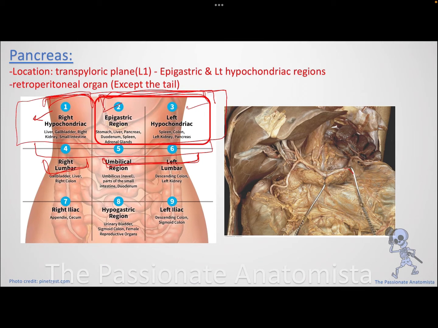Now, the pancreas is considered to be a retroperitoneal organ. Why? Because it lies behind the peritoneum. For more information, you need to listen to the peritoneum video, to understand more about the retroperitoneal, intraperitoneal, and subperitoneal structures. So the whole pancreas is considered retroperitoneal except the tail, because it lies in the splenorenal ligament, and that's why it's considered intraperitoneal.